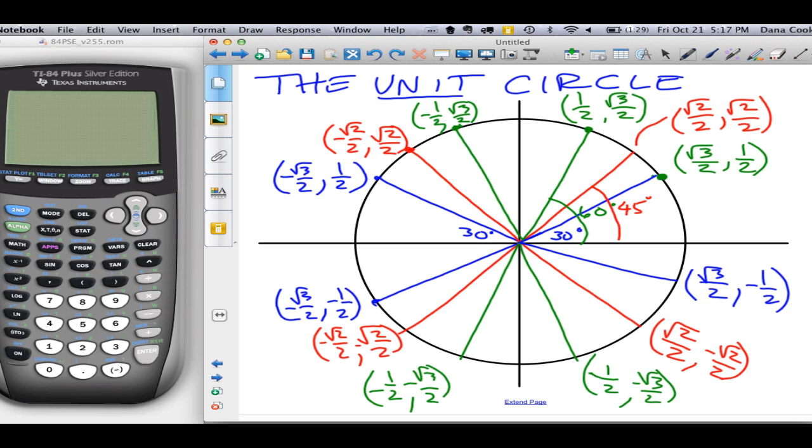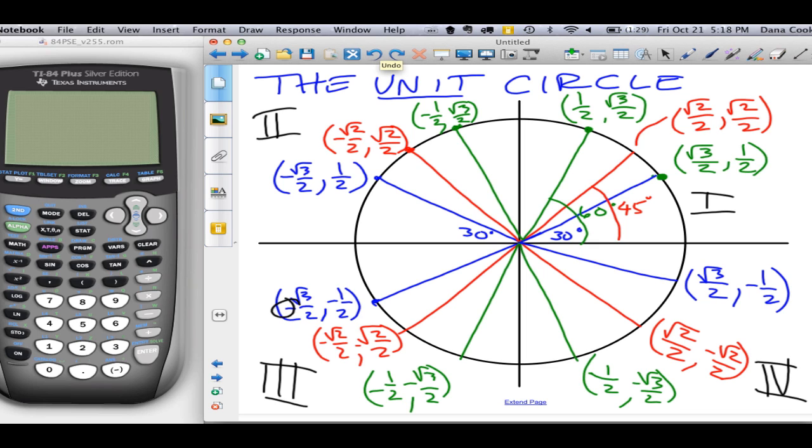In the fourth quadrant, the x's become positive again because we're in positive x. And then the y's are negative because we're below the x-axis. So if you can construct the first quadrant, you should be able to construct the second quadrant adjusting the signs, the third quadrant adjusting the signs, and the fourth quadrant adjusting the signs.